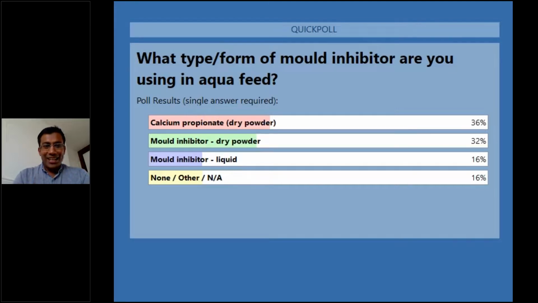If I look at the results, more than 60% of people are using the dry form, calcium propionate or other dry forms of mold inhibitors. Good to know this information. After this presentation, you may reconsider some things.